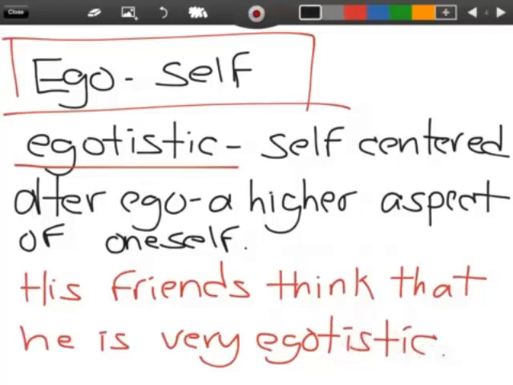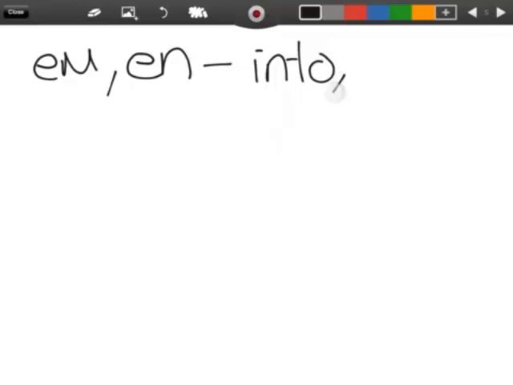Right, moving on to our next root is en. Sorry about that. Had a problem with the pen here. En. And that means into, covered with, and cause.